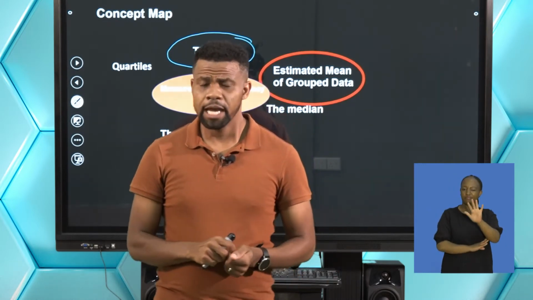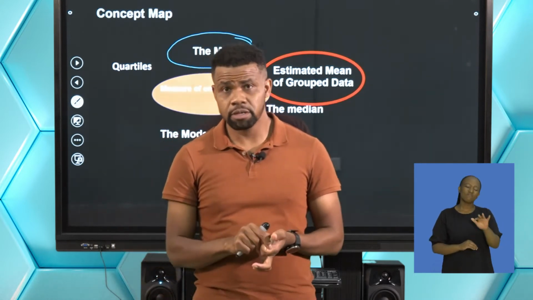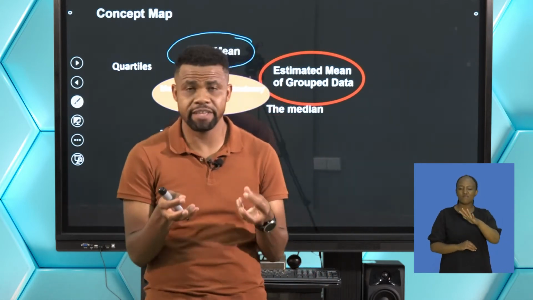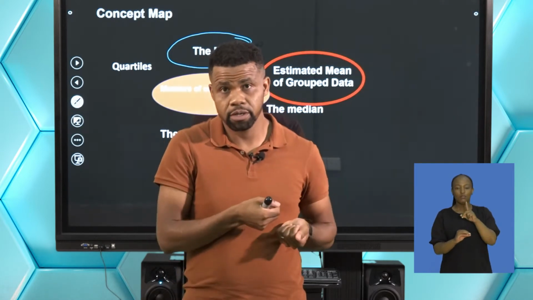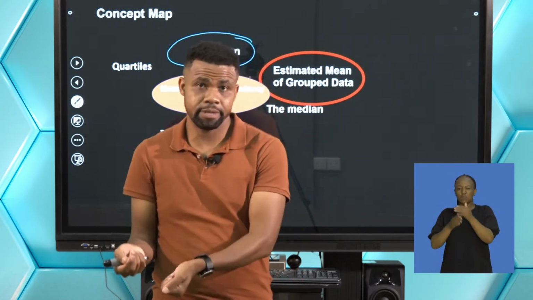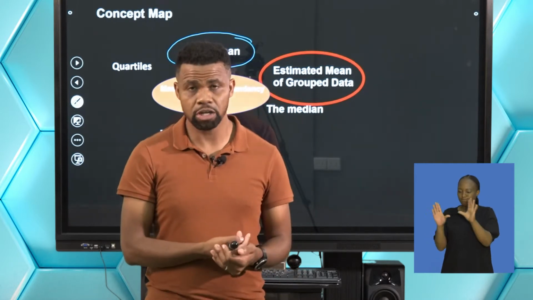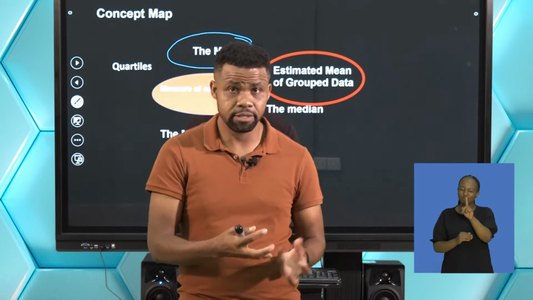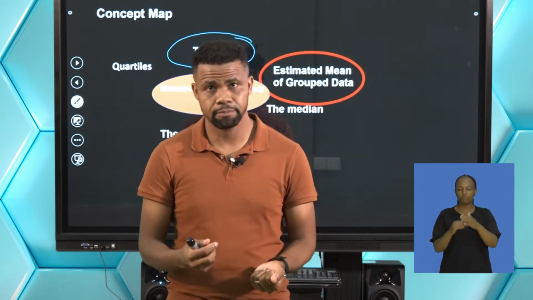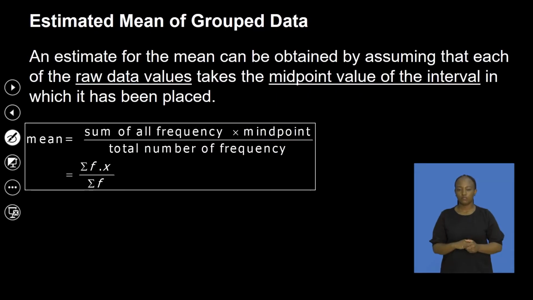Okay. And why do we use estimated mean? Because sometimes we don't have the actual raw data. We can have data in grouped form. We can actually estimate a mean for that grouped data. Let's look at what this estimated mean looks like and how we interpret that.